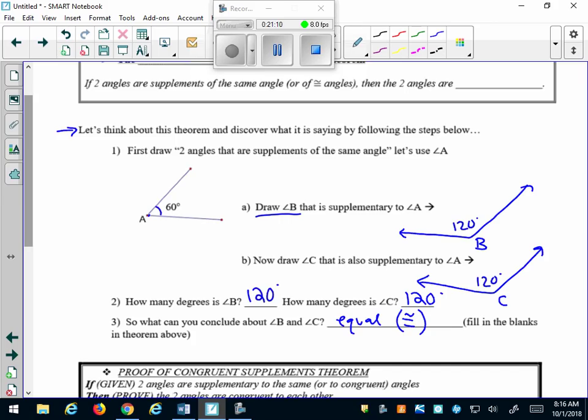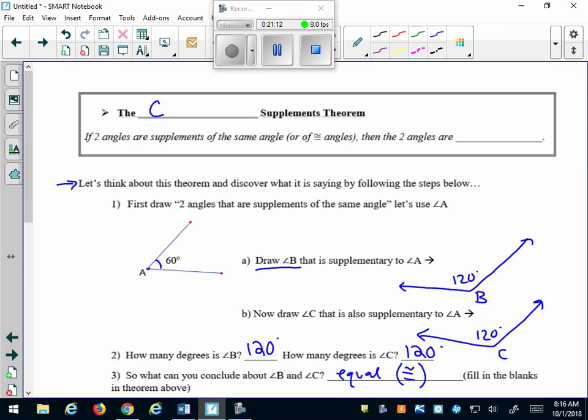So this theorem is called the congruent supplements theorem. And it says if two angles are both supplementary, or supplements of the same angle, then the two angles are congruent to each other. So in our example here, B was supplementary to A, C was supplementary to A, so two angles both supplementary to the same angle, so then B and C had to be congruent to each other. Hopefully that makes sense to you.